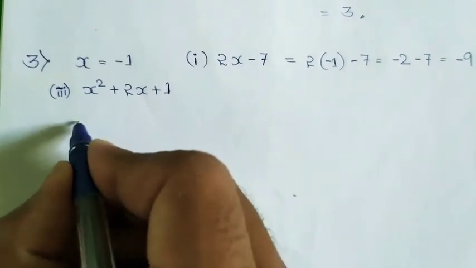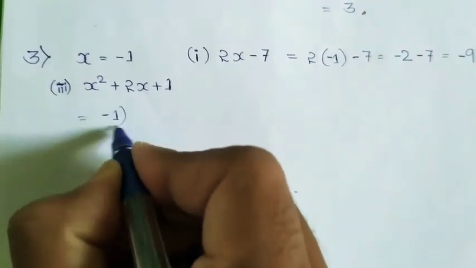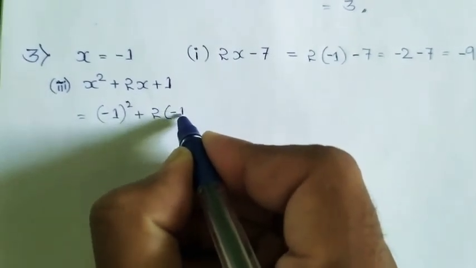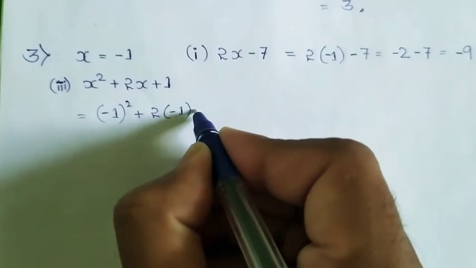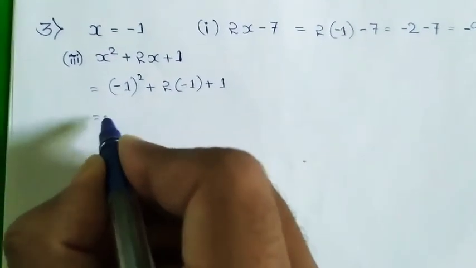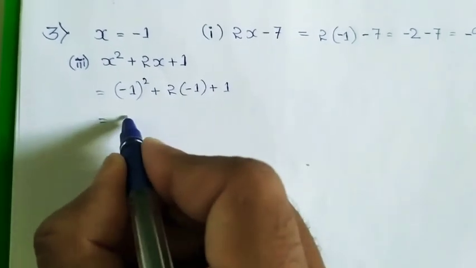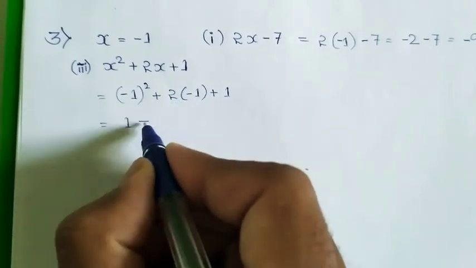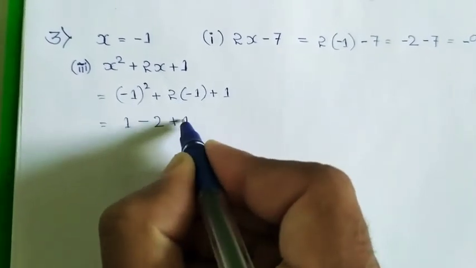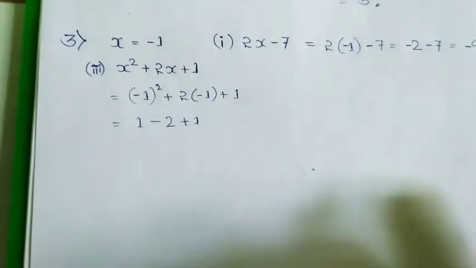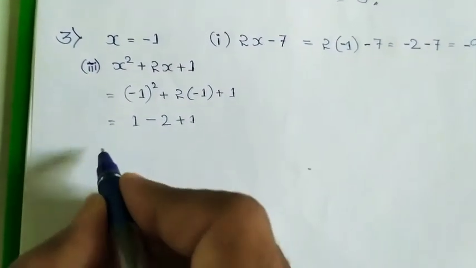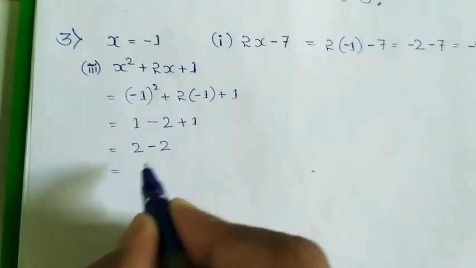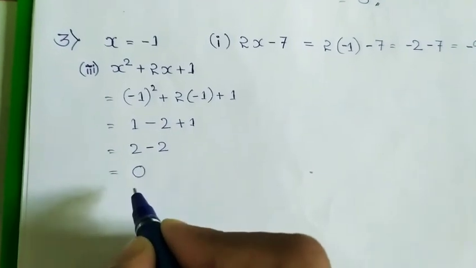So x square is there. So put here -1 whole square plus 2 into -1 plus 1. So -1 whole square, it will be +1, because 1 into 1 is 1, minus into minus is plus. Plus 2 into minus, -2 plus 1. So here +1 is there. Okay, so now 1 plus 1, it will be 2, and minus 2. So our answer will be 2 minus 2, it will be 0.